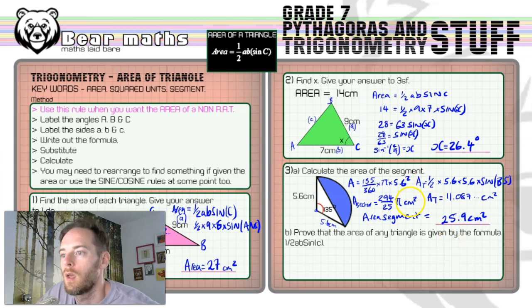There you go. That's how you work out the area of a segment. Work out the area of the sector, work out the area of the triangle, take the area of the triangle away, and you've got the area of the segment. Okay, it's just like a shaded area question.